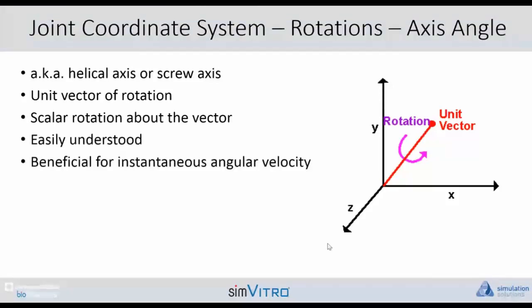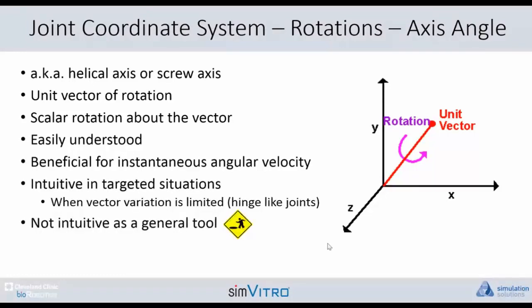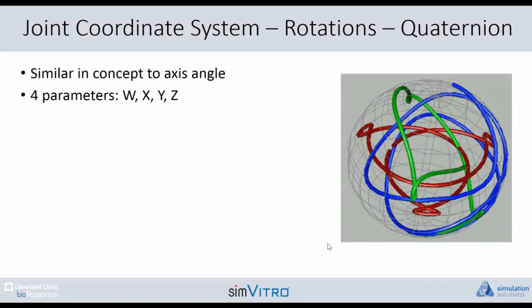It's really beneficial for instantaneous angular velocity, which we use in some of our simVITRO work. And it's actually well used. This is where the helical axis comment comes from, in targeted situations where your joint is hinge-like. This is really kind of nice. So if you think about the flexion axis of the knee, and we want to look how that axis moves around, axis angle is really great. But as a general tool, like if you tried to apply this to hip, it would get very confusing clinically, and it's not really well suited for that. It also has gimbal lock at 0 and 180 degrees.